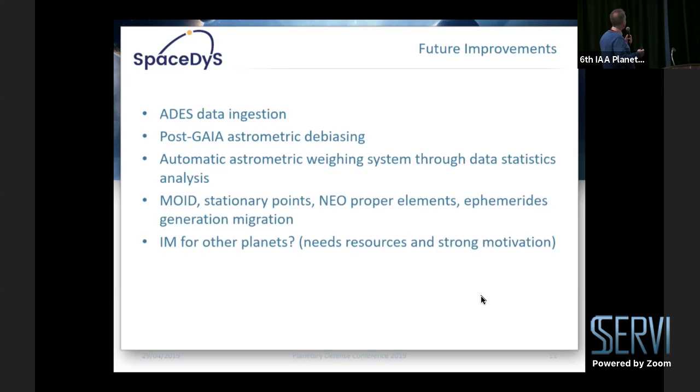Of course, we need to migrate to the NEOCC also other tools like the MOID computation, stationary points, proper elements and ephemeris generation, and so on, and impact monitoring for other planets. This needs a strong motivation, and not only that, it needs also a lot of resources, but that's up to you.